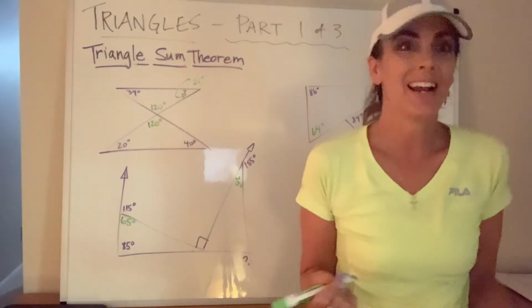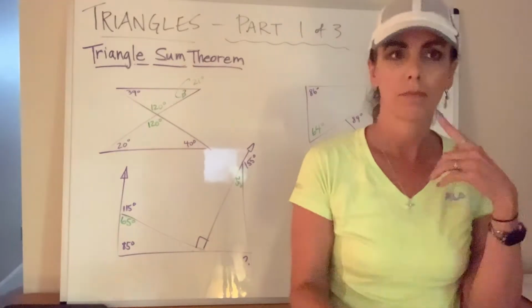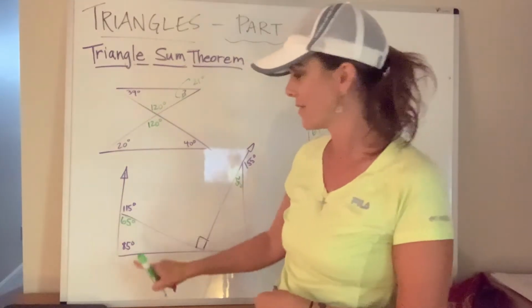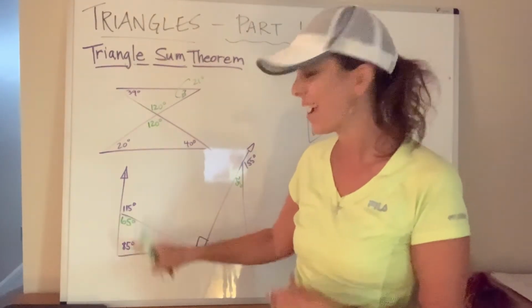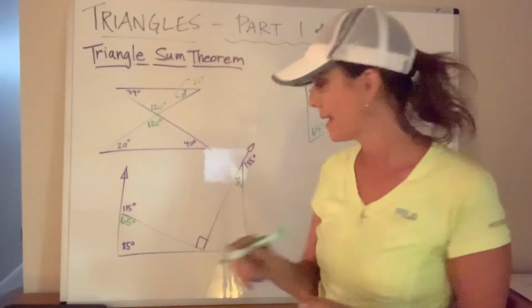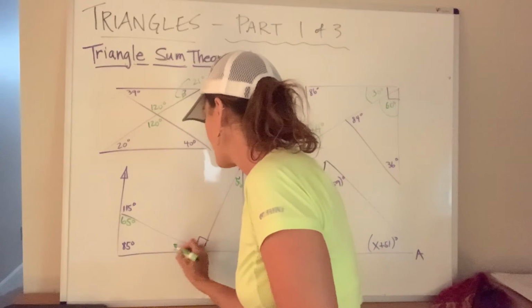Well, now I've got a triangle that has 2 of the 3 pieces, right? So I've got 65 degrees plus 85 degrees. If I add those together, I think that's 150 degrees, which leaves the remaining angle to be 30 degrees.